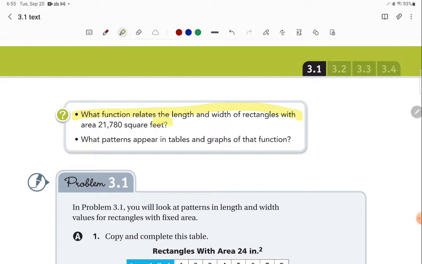The two big questions we're going to look at are: what function relates the length and width of rectangles with the area of 21,780? Most of us already have an idea of what that is. Area is equal to length times width, and we're going to explore those relationships between area, length, and width. And then, what patterns appear in tables and graphs of that function? So let's look at these patterns.